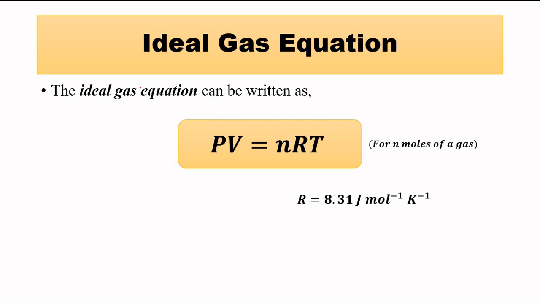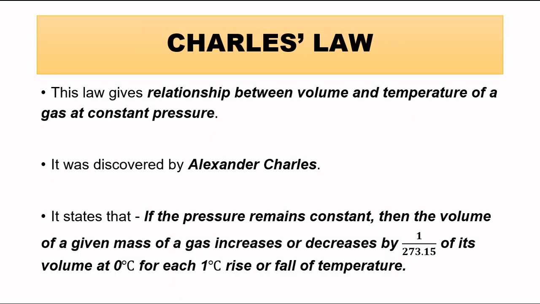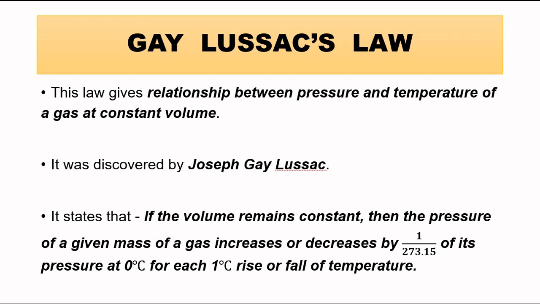So this is the ideal gas equation: PV = nRT. P is the pressure, V is volume, T is temperature, n is the number of moles of gas, and R is the universal gas constant. This is called the ideal gas law, ideal gas equation or the perfect gas equation, whatever you want to call it. It is derived from Boyle's law, Charles' law and Gay-Lussac's law. You can see everything is written here.